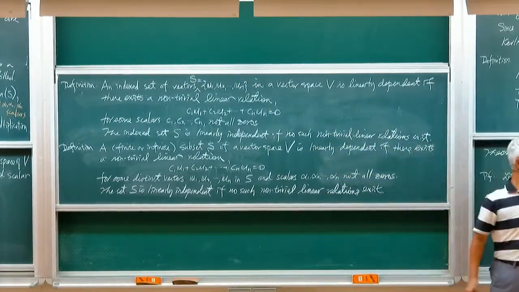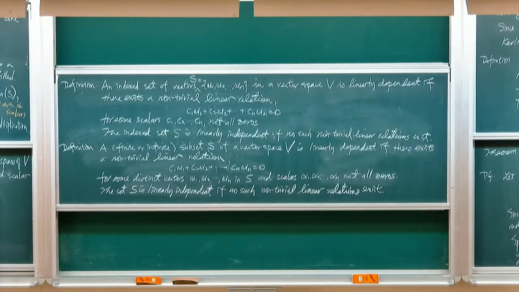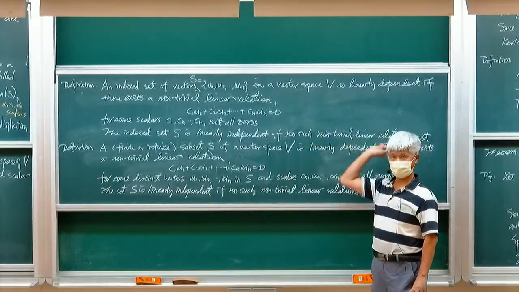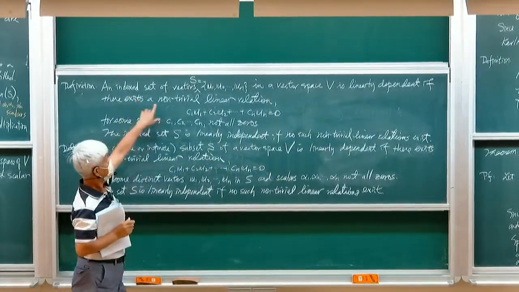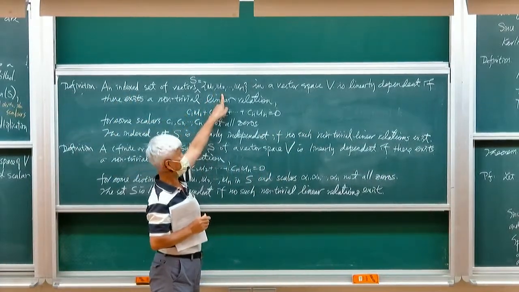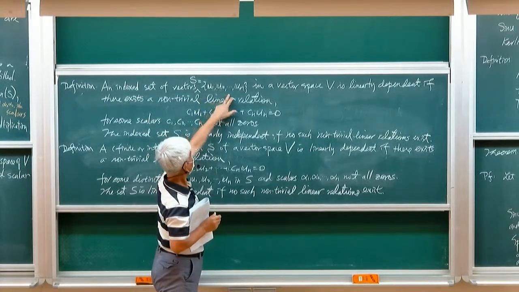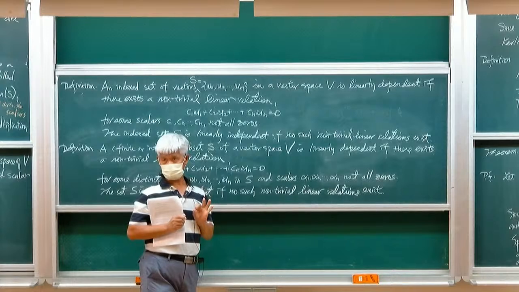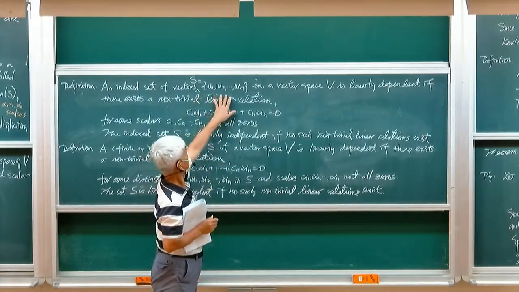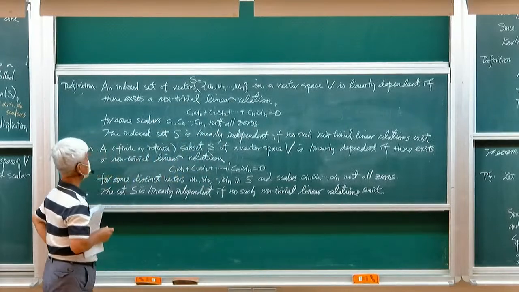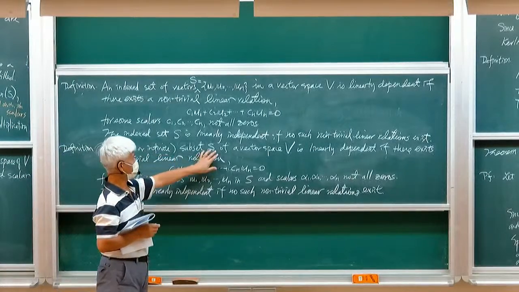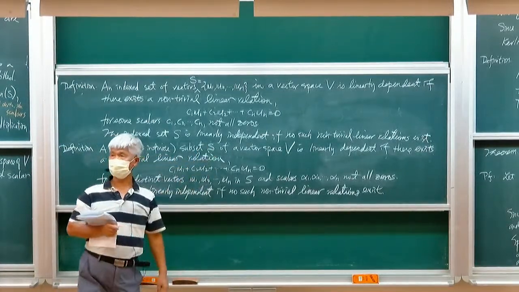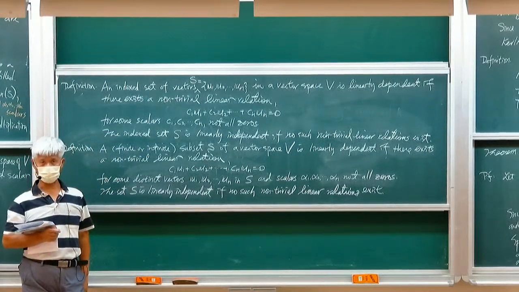Okay, so look at the difference here. As we know, in an indexed set, it's possible that two elements are equal. But for an ordinary set, all elements in S should be different, right? They are distinct from each other.